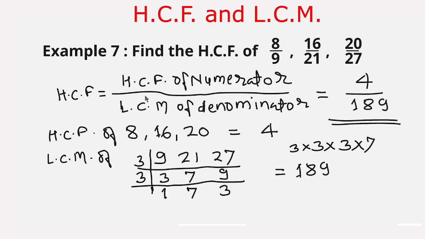The HCF of 8 upon 9, 16 upon 21 and 20 upon 27 is 4 upon 189. I hope you have understood the method of finding H.C.F. of fractional numbers. We go to the next example.